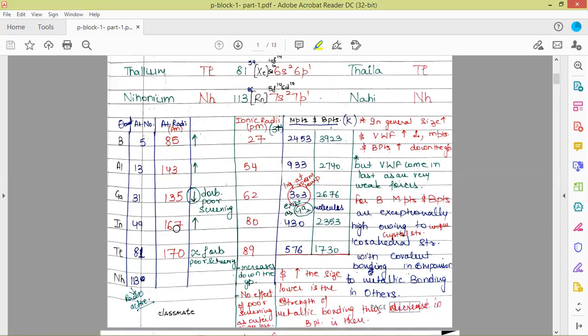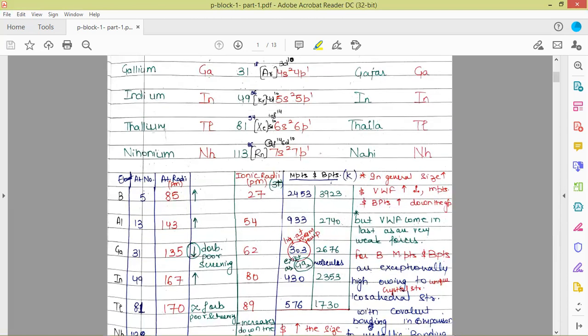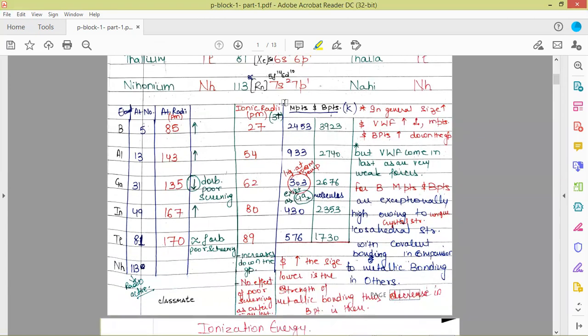Then further, indium is there, and for indium also the 4d subshell is present. This is the electronic configuration mentioned here. For gallium it is the 3d subshell, and for indium it is the 4d subshell. But for indium, the increase is not much. As we can see, if we move from boron to aluminium, there is an increase of around 60 units, but as we move from gallium to indium, there is an increase of only around 30 units. So this smaller increase in radii is due to the presence of d orbitals.